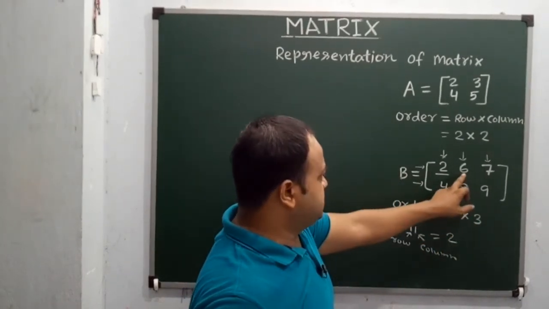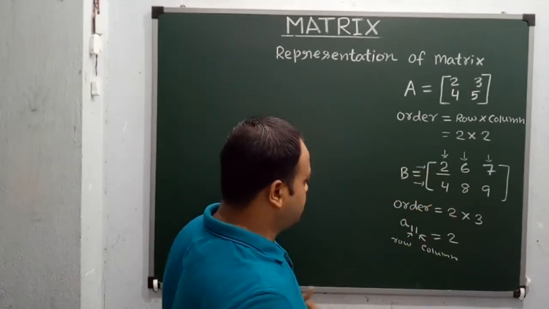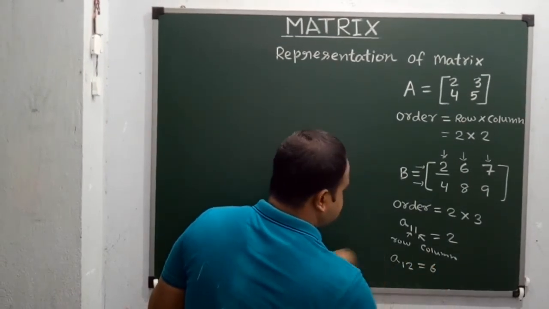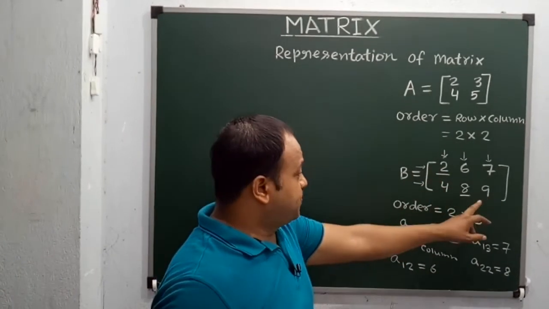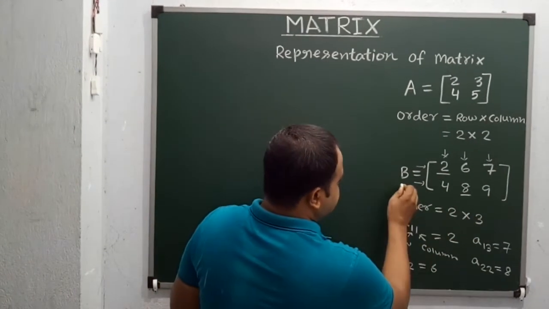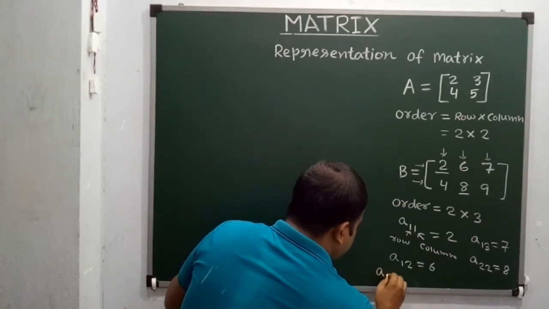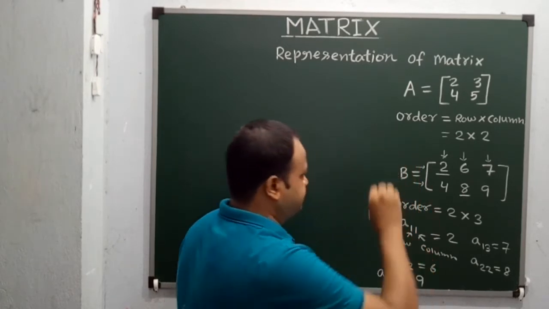Similarly, if we see 6, 6 is in the first row and second column. So I will write here A12 equals 6. And if you want to represent 9, 9 is in the second row and third column. So I will write A23 equals 9.